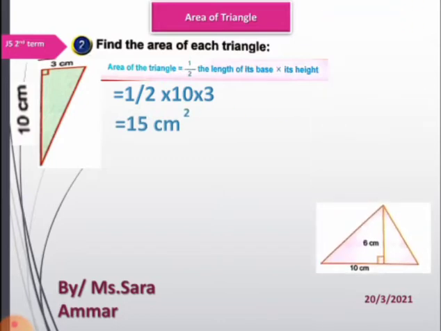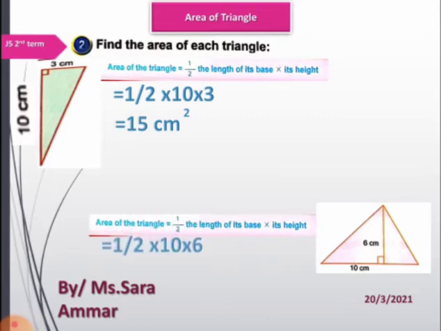Okay, another example. Again here, as you can see, this is the right angle mark. It means that the height, which is 6, is perpendicular to the base, which is 10. So the area of this triangle, again, is half the length of the base multiplied by the height. So it's half of 10 multiplied by 6. We said that half of 10 is 5 multiplied by 6, which is 30 centimeters squared.